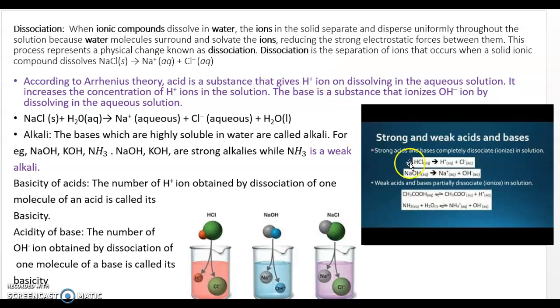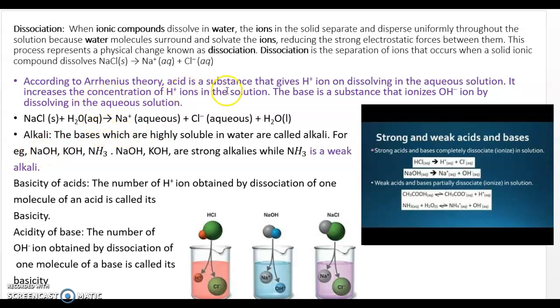I have given examples. Here you can see HCl aqueous giving H plus and Cl minus, and NaOH. These are called weak acids, and this is called a weak base, ammonia. So acetic acid gives acetate ion and H plus ion, and ammonia plus H2O gives ammonium ion and OH minus ion. Then there are strong acids and strong bases. NaOH is a strong base and HCl is a strong acid. So I have shown you one reaction.